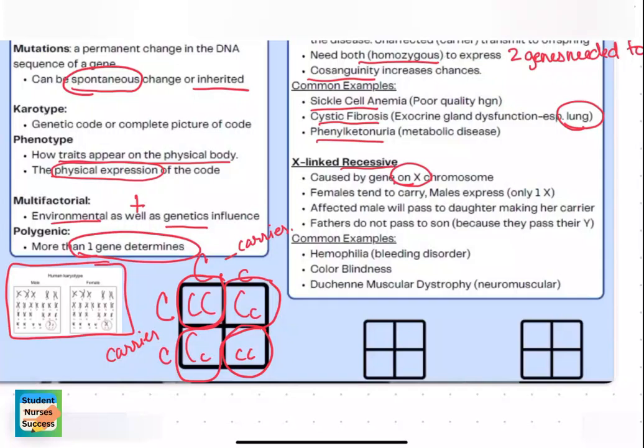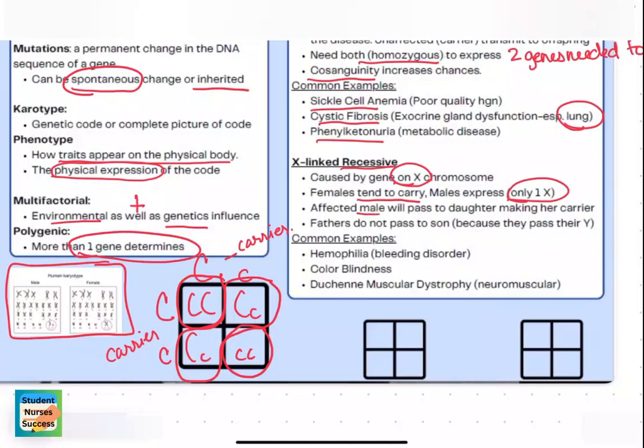They're much more rare. Now, with X-linked, females tend to be carriers because they have a second X, so they may not express the disease unless they have both of their X's affected by it. But males, because they only have one X, if they have it, they will express the disease. They don't have a balance for that other X.